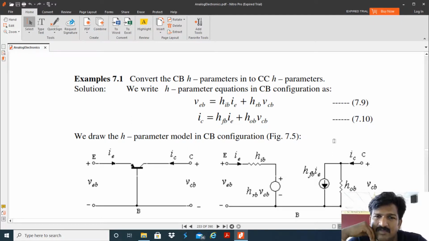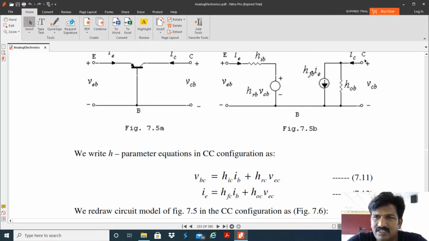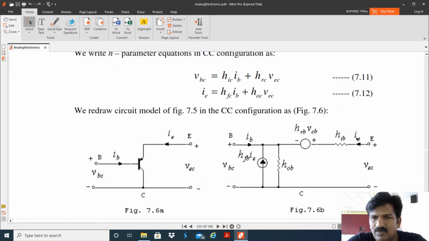Let me consider here CB. First you take the CB H parameter equations and draw the transistor diagram and the H parameter model for those CB H parameters, and then you convert into CC H parameters. So first take the CC transistor model, and then understand what to do. In CC configuration we have to connect the collector to the base, which means you extend the collector to the base, and the base acts like an input and the emitter is on the output side. This is the model you have.